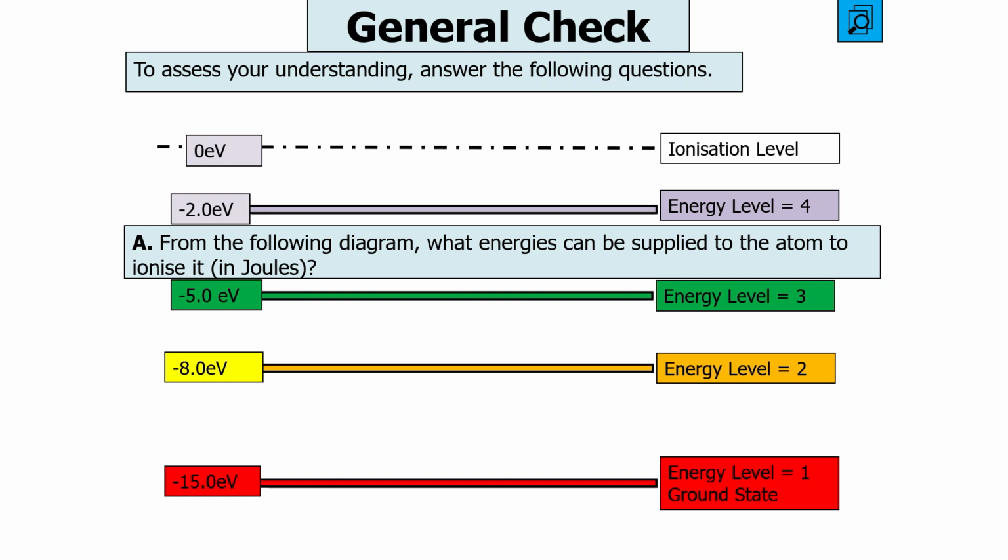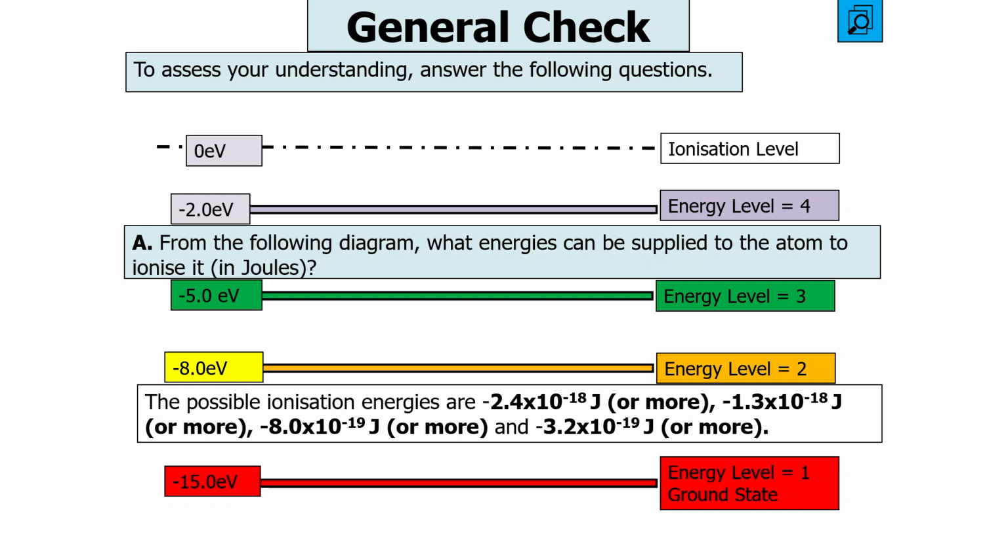From the following diagram, what energies can be supplied to the atom to ionize it in joules? So pause the video now, then unpause the video when you want to go through your answer. The possible ionization energies are minus 2.4 times 10 to the minus 18 joules or more, minus 1.3 times 10 to the minus 18 joules or more, minus 8 times 10 to the minus 19 joules or more, and minus 3.2 times 10 to the minus 19 joules or more.